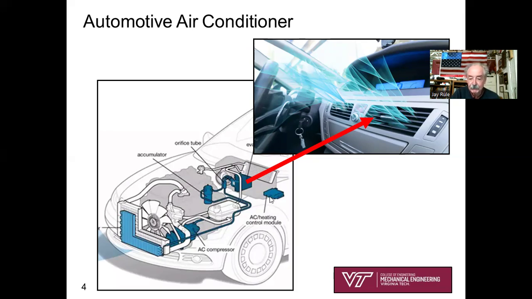It's got some basic components, but basically, this little area up here under your dashboard is bringing in warm air from the cabin, cooling it down. Air is going across some cooling coils, cooling the air down and keeping you comfortable.